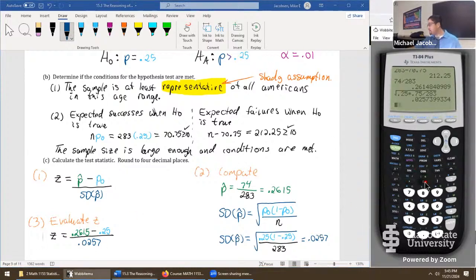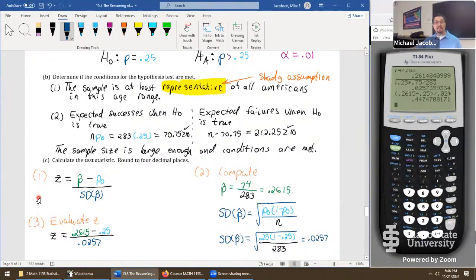Well, let's calculate 0.2615, subtract the 0.25, divide by our standard deviation, 0.0257, and here's the number of standard deviations. It came out to 0.4475.